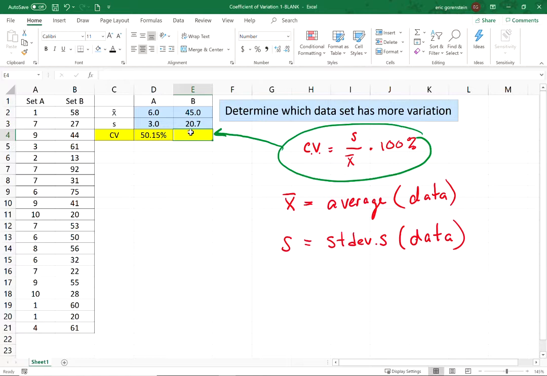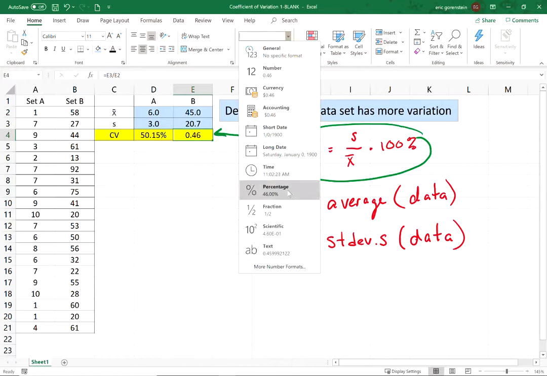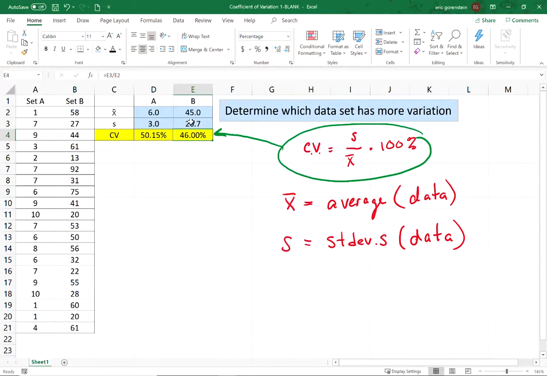Okay, so let's look at set B. The coefficient of variation equals the standard deviation divided by the mean. And let's convert that to a percentage. So set B has a much larger standard deviation, but there are larger numbers in set B. So when you're comparing two sets that have different sample means, in this case very different sample means, a 6 and a 45, you cannot compare the standard deviations of the two sets. That's what the coefficient of variation is for.